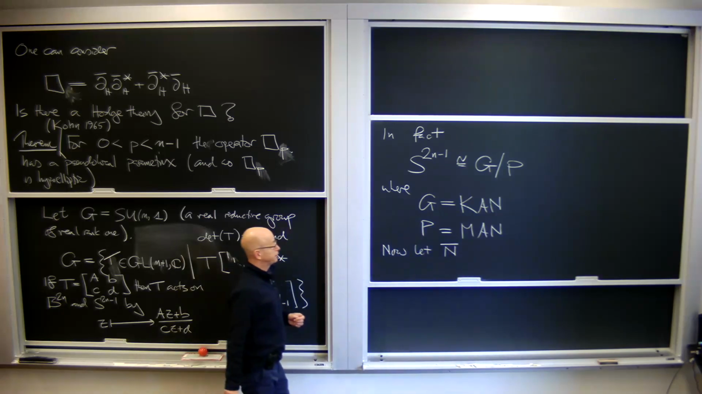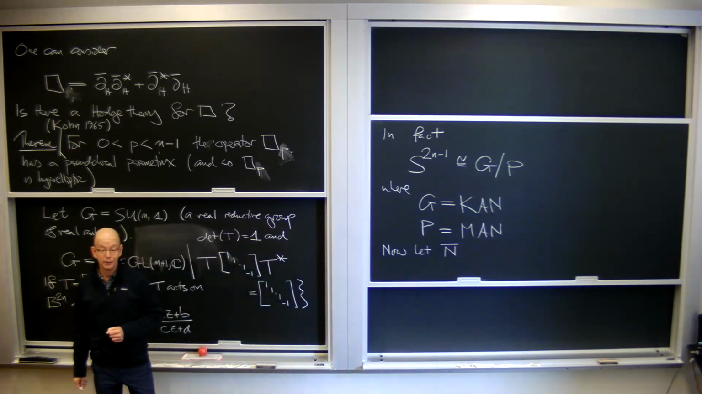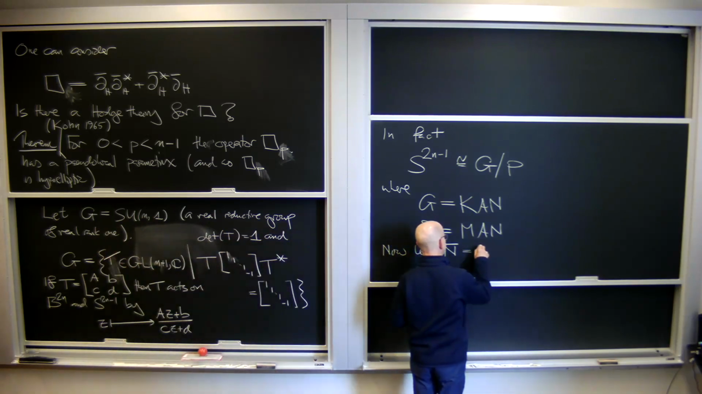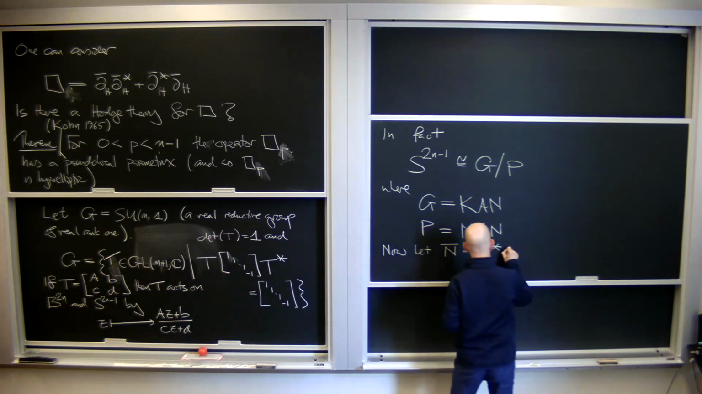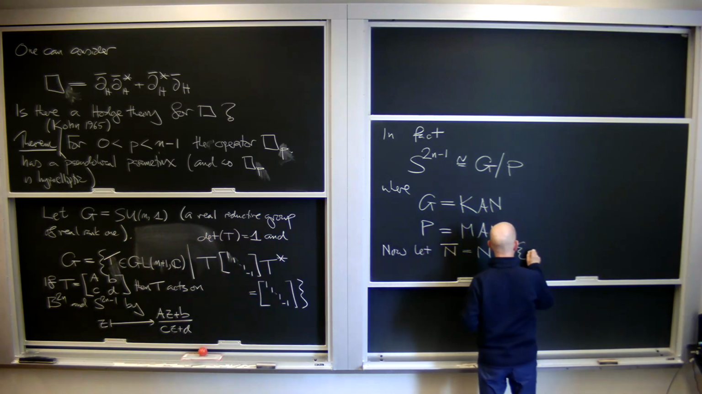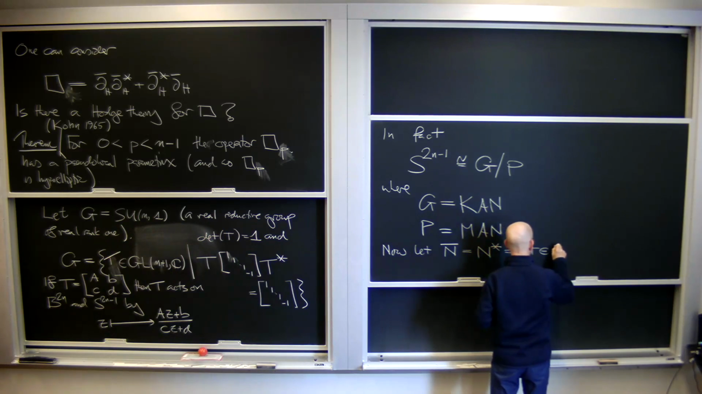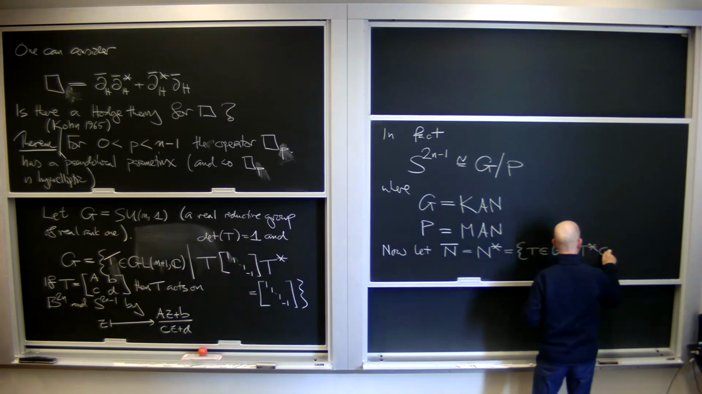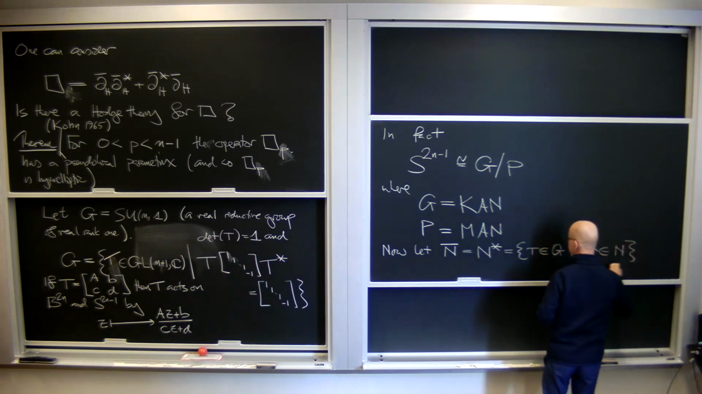Now, in representation theory, you always call the following thing something like n bar, but what I mean by this is just the adjoint of n, so just the set of all of those T in G such that T star is in this n subgroup.